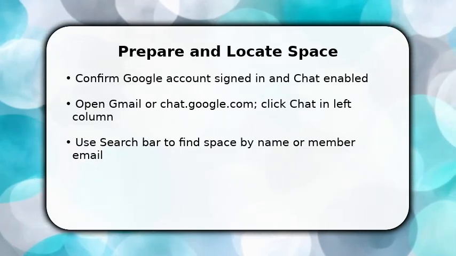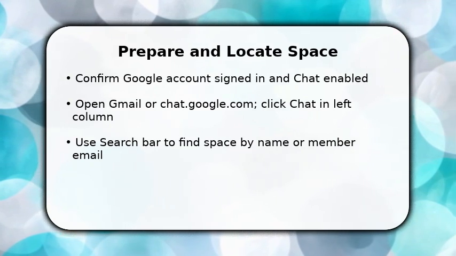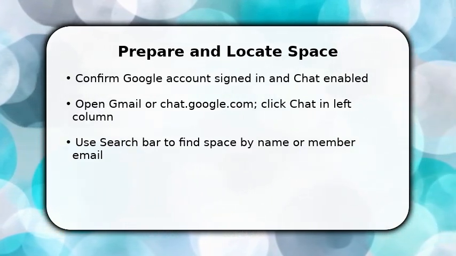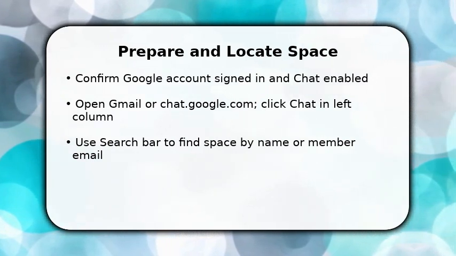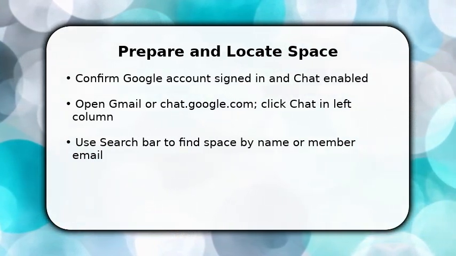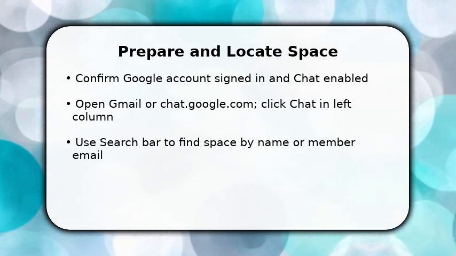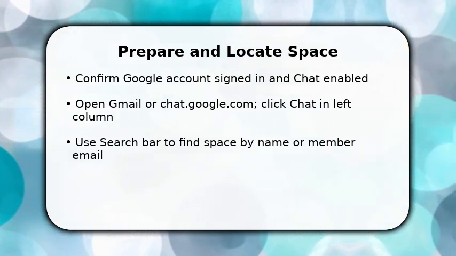You start by making sure you're signed into the correct Google account and chat is enabled. This prevents access errors. Open Gmail or Google Chat and select Chat in the left column so you see spaces. Use the search bar at the top to type the space name or a member's email.